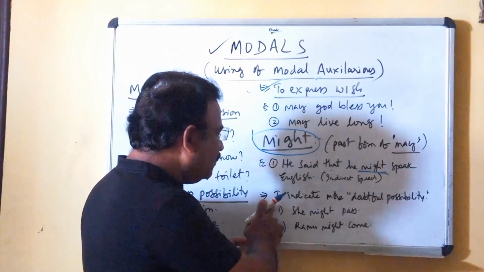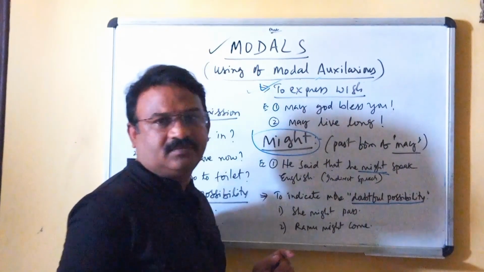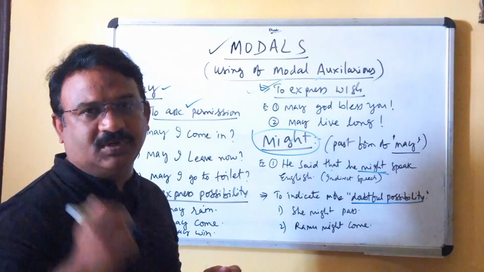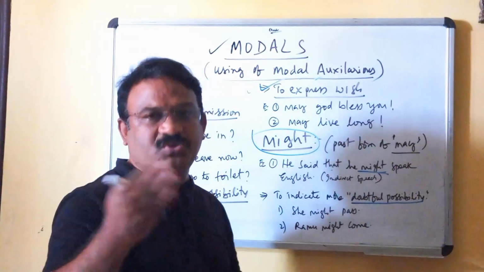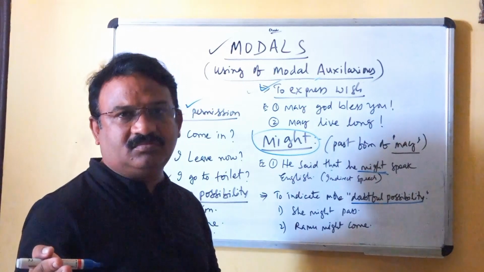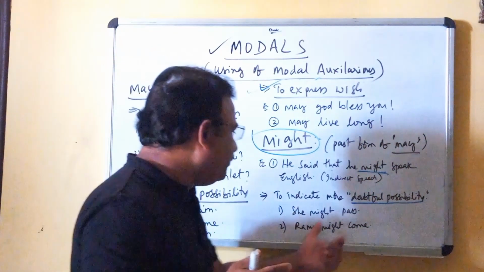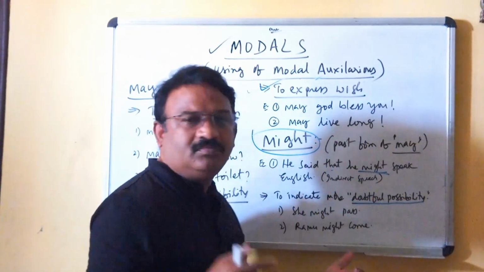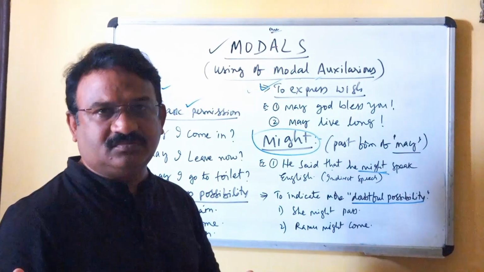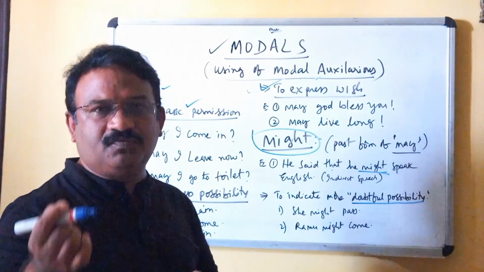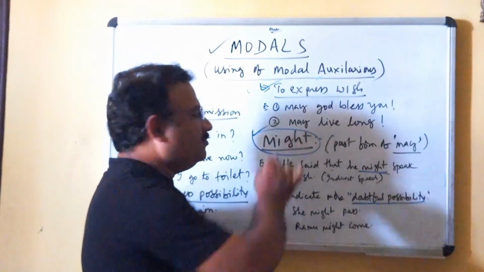And one more thing, to indicate more doubtful possibility. See, she might pass. That is not sure. It is doubtful. She might pass. Ramu might come. It is not sure. There is a doubtful possibility. In that case, you have to use might.